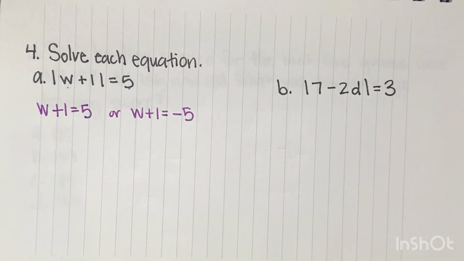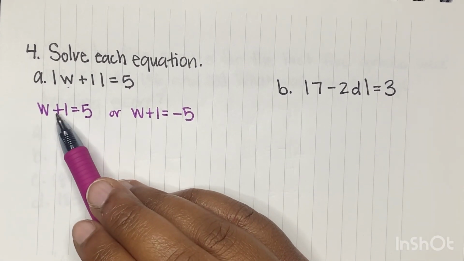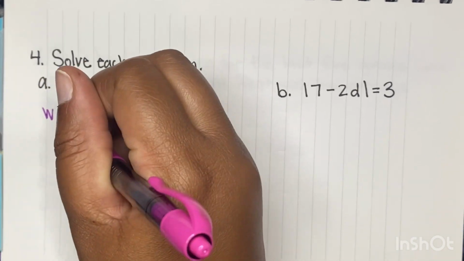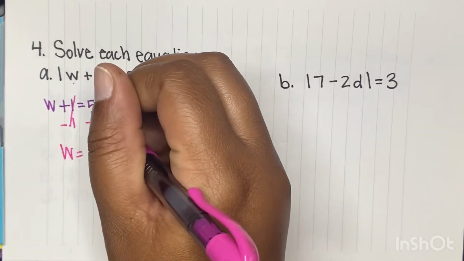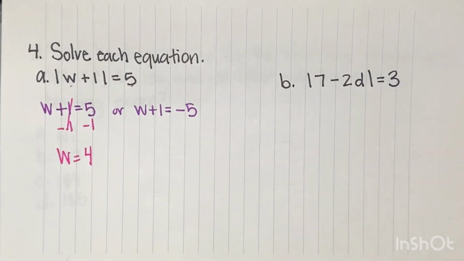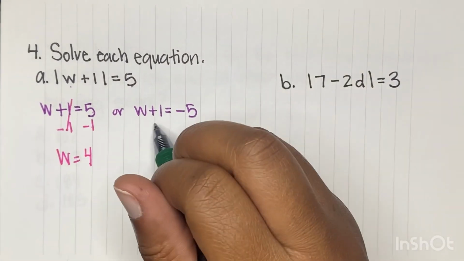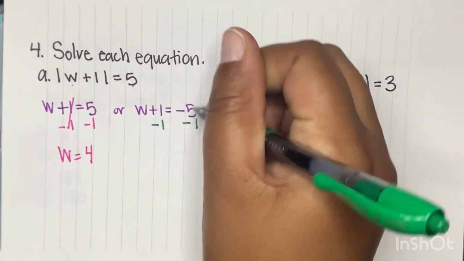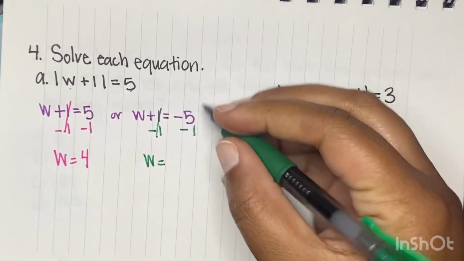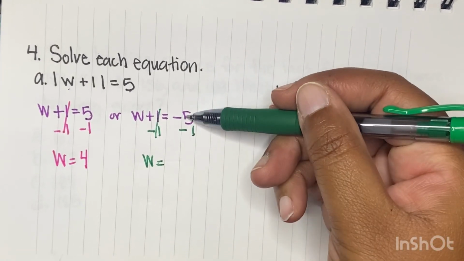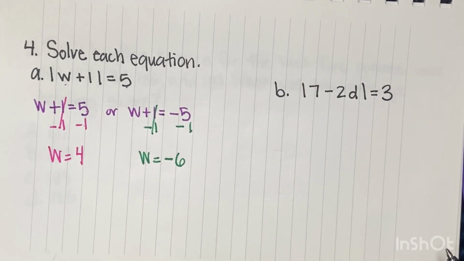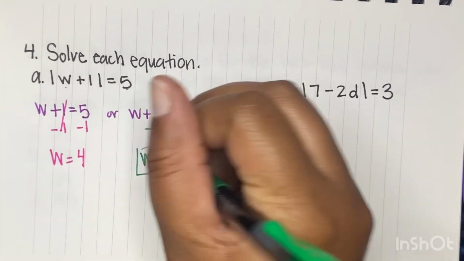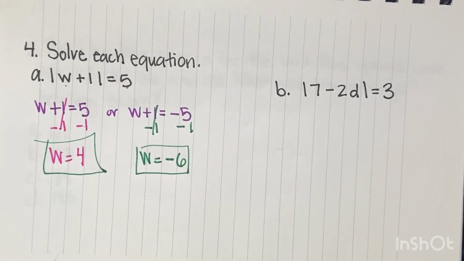Okay. And then we have to get w by itself. Since we have a plus 1 with a w, we want to get rid of that plus 1 by subtracting 1 from both sides. So we get w equals 5 minus 1, which gives us 4. Same thing with this equation: we subtract 1 from both sides. But be careful here. Negative 5 minus 1. Somebody borrowed $5 from you. They said, let me get one more. Well, they would owe you $6. So that's negative 6. And these are your beautiful answers.